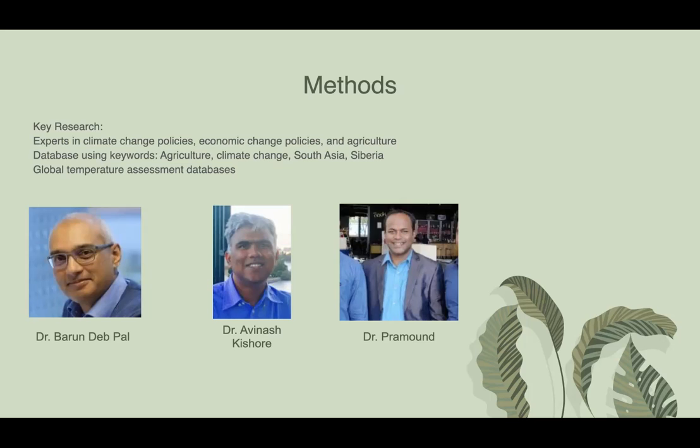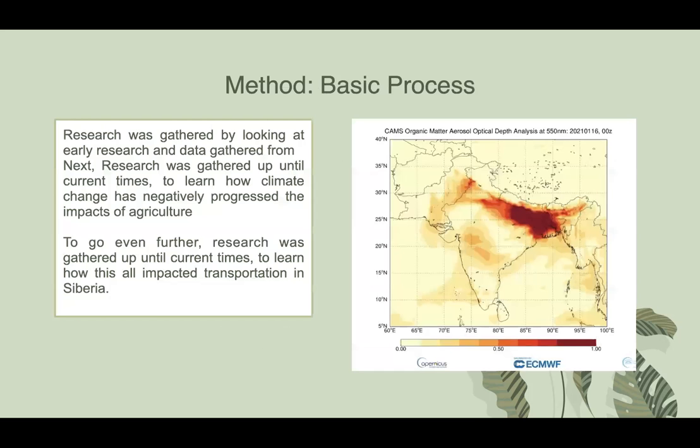I connected with Dr. Paul, Dr. Kishore, and Dr. Pramound. Some other key research I used was in my database keywords, which was agriculture, climate change, South Asia, Siberia, and Siberia Global Temperature Assessment databases. So my basic process included researching that was gathered by looking at early research and data gathered from different databases. The one that I grabbed from today was the Copernicus, and many more, as you will see throughout the slide.